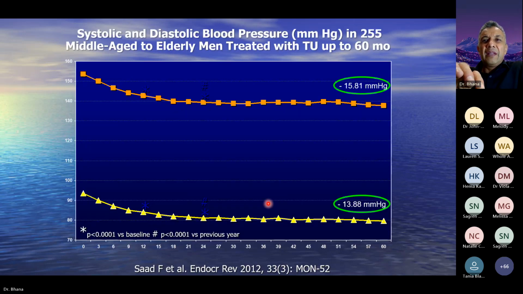So this is another study, 255 men over 5 years, middle-aged men, systolic, diastolic coming down. Look at the p-values in these things, guys.